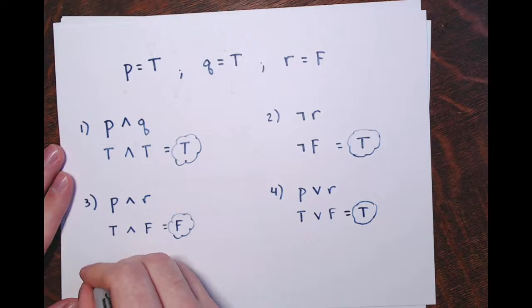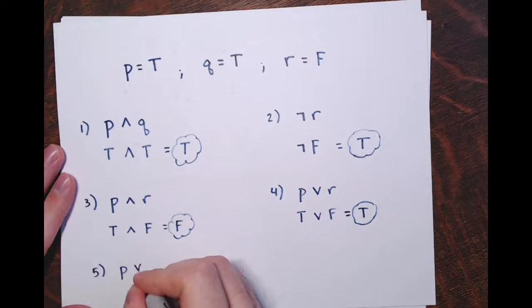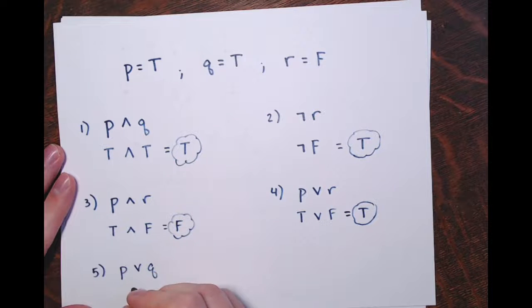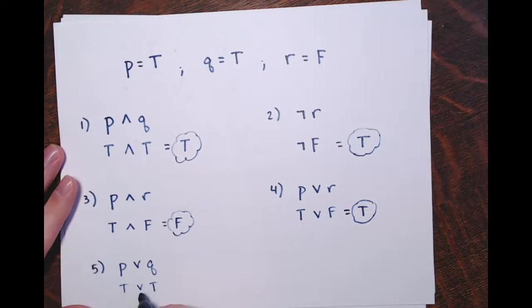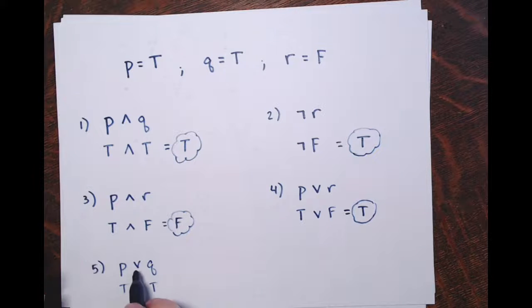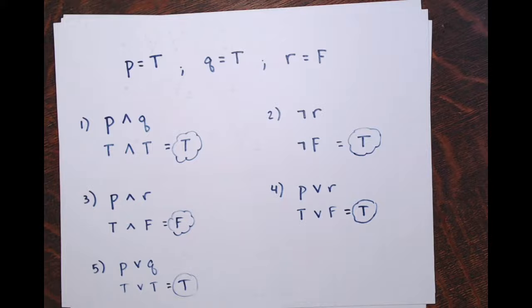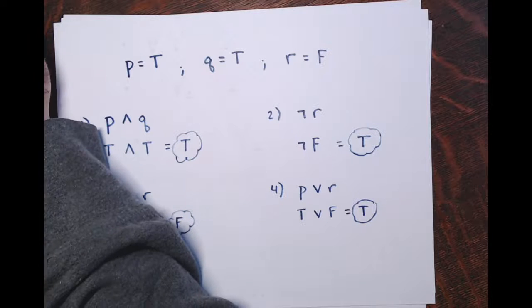And the last one here in this activity is P or Q, and this is true or true. Now if this was the exclusive or, this would be a false statement, remember, because they're both true. The exclusive or was only true when exactly one of them is true, but the inclusive or, the disjunction, is true if either one or both are true. So this is a true statement. So: true, true, false, true, true.